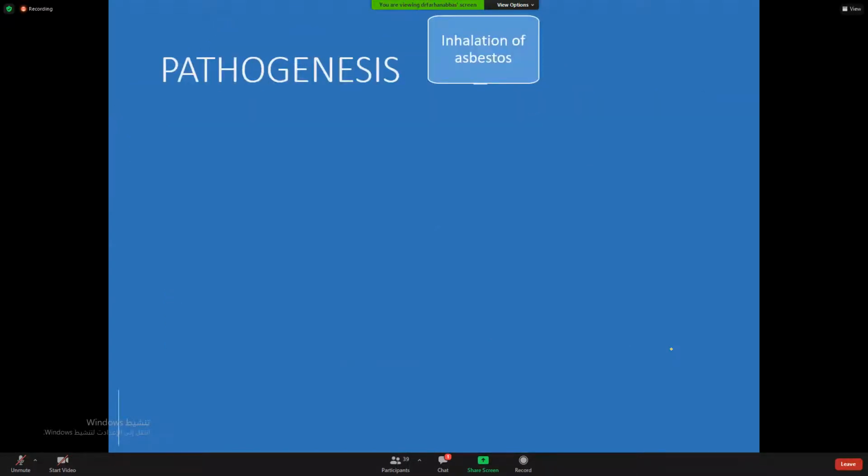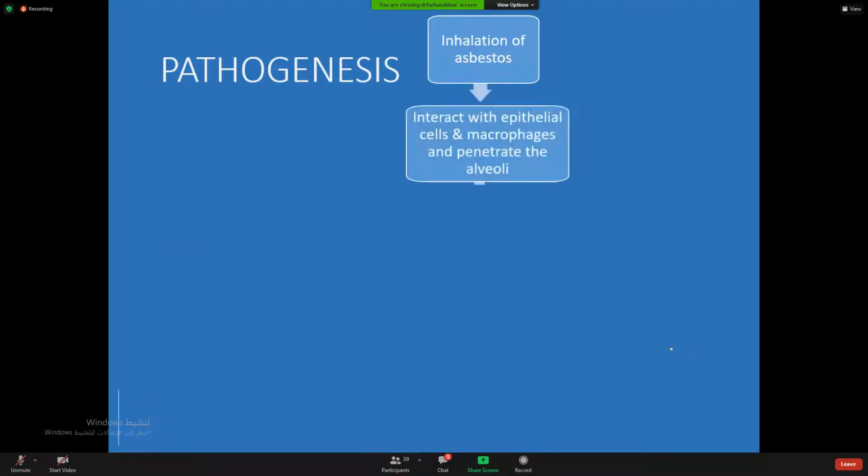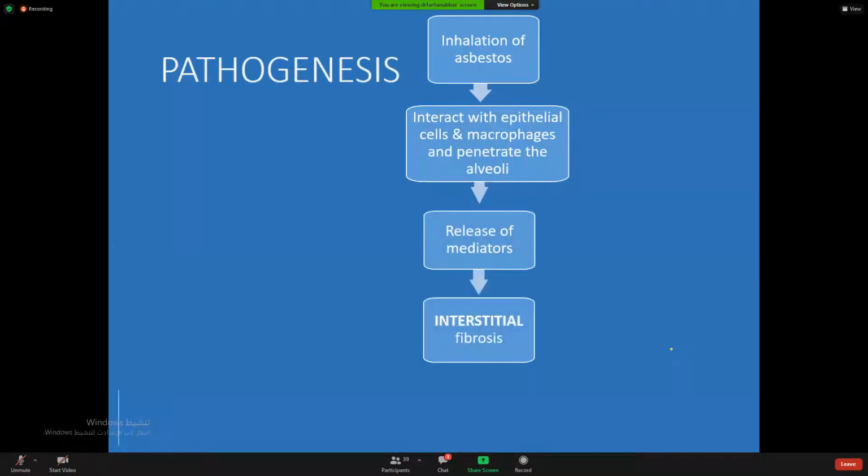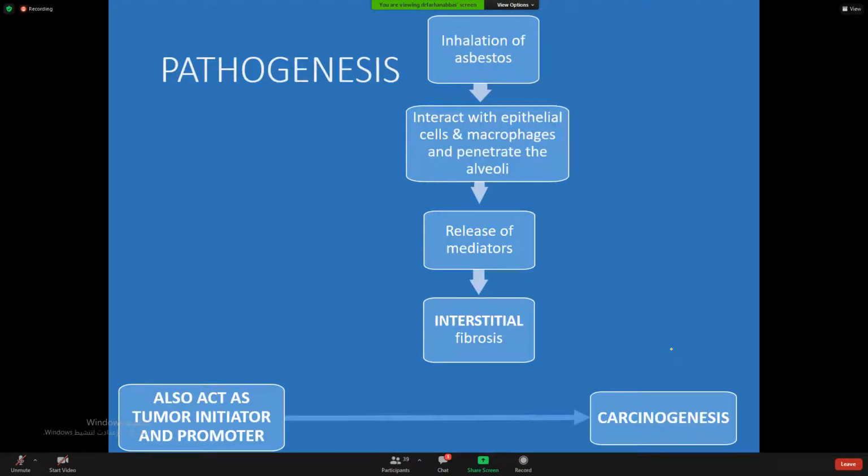Again, the pathogenesis of asbestos: inhalation of asbestos is going to do what? Interaction with the epithelial cells, with macrophages that penetrate into the alveoli. They cause release of mediators. Then ultimately it leads to fibrosis as well. Over here, remember that asbestos also acts as an initiator and promoter, and ultimately it leads to carcinogenesis. That is the reason that it causes the development of lung carcinoma as well as mesothelioma in these conditions.